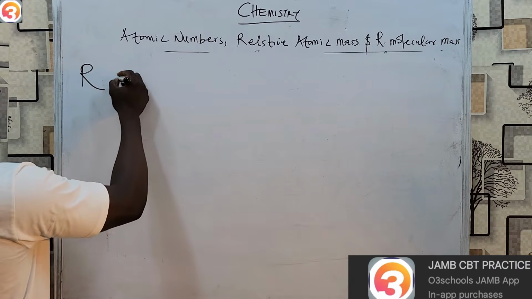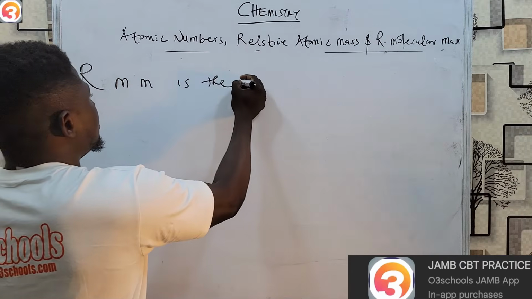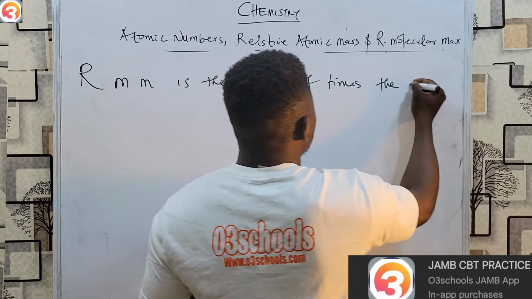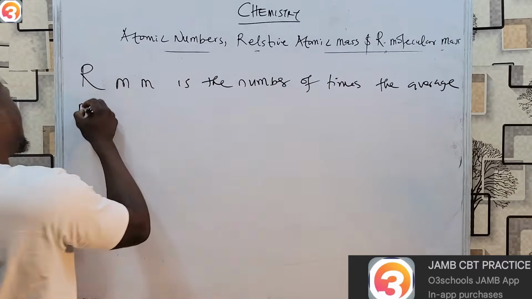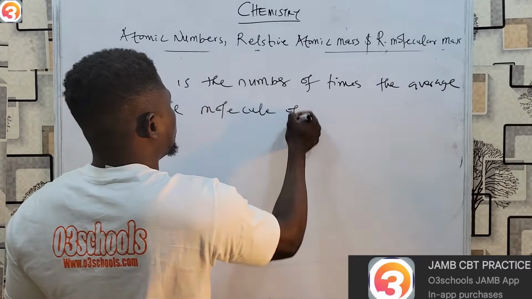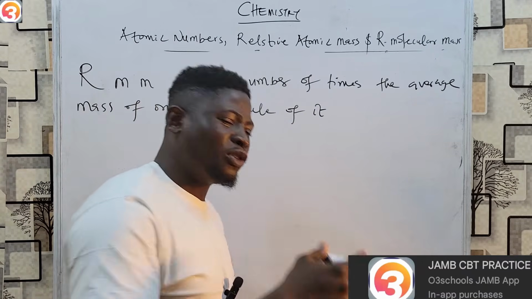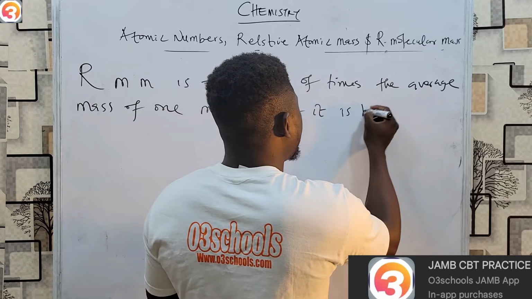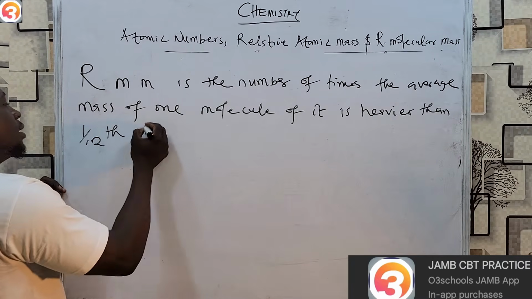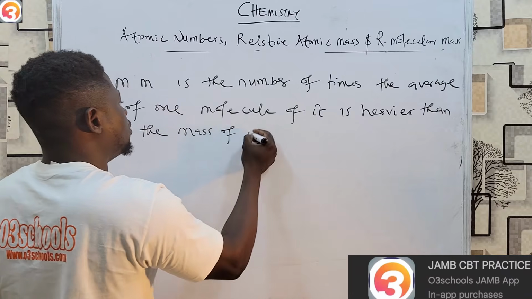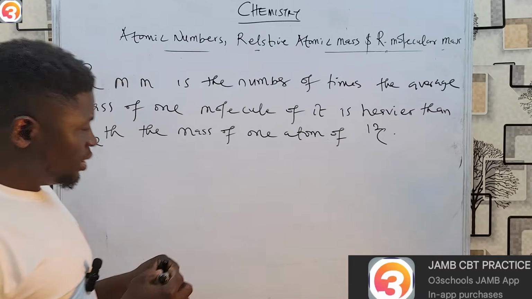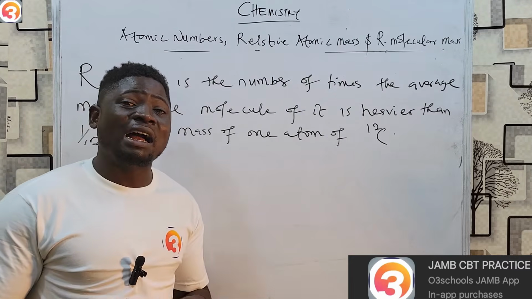So we can say that relative molecular mass is the number of times the average mass of one molecule of it, or that of the substance, either an element or a compound that is in consideration, is heavier than 1/12 the mass of one atom of carbon-12. All right. So note that the relative molecular mass does not have a unit.